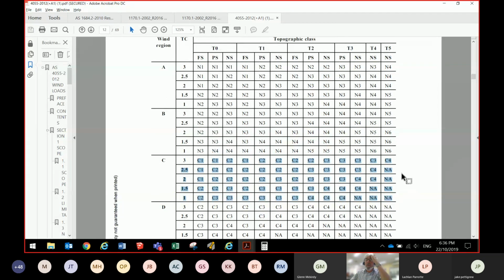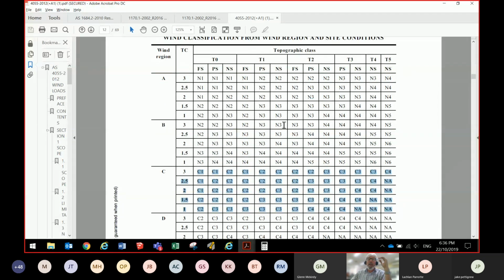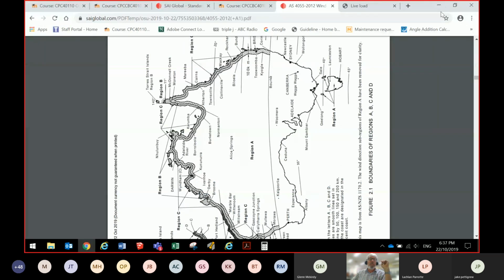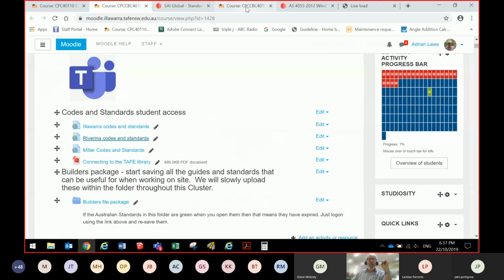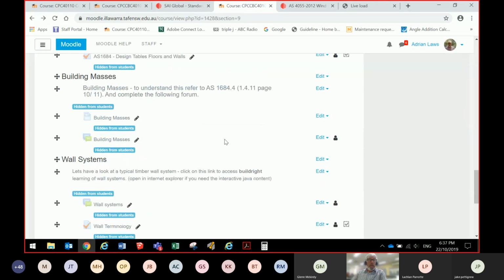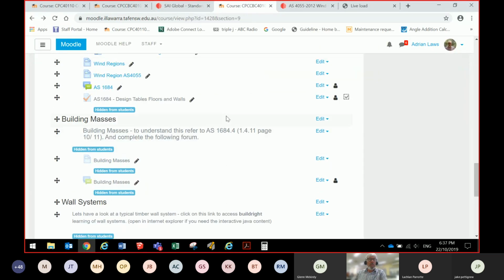If your terrain is too open, you may need to get an engineer. It would tell you about that at the beginning of this standard, but the worst case scenario, you might have to get an engineer to specially design something for that particular situation. Okay, so that's real good. You've got yourselves another green box.